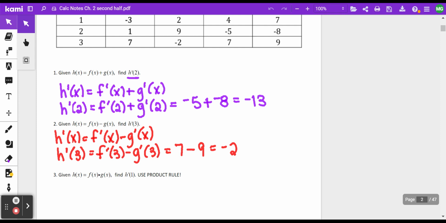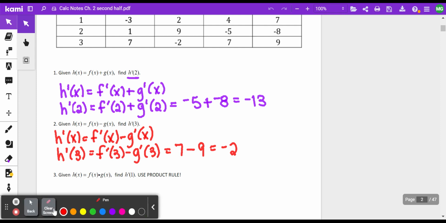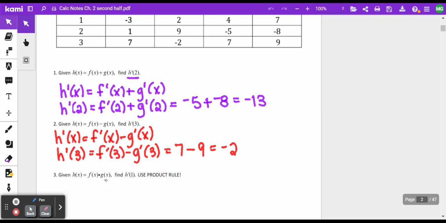The next thing we're asked for is f of x times g of x. And so we're going to have to use the product rule for this. So if we're going to take h prime of x, what we'll be doing is we'll take f prime of x times g of x plus f of x times g prime of x. Okay, so that should look pretty familiar. We've done lots of those.